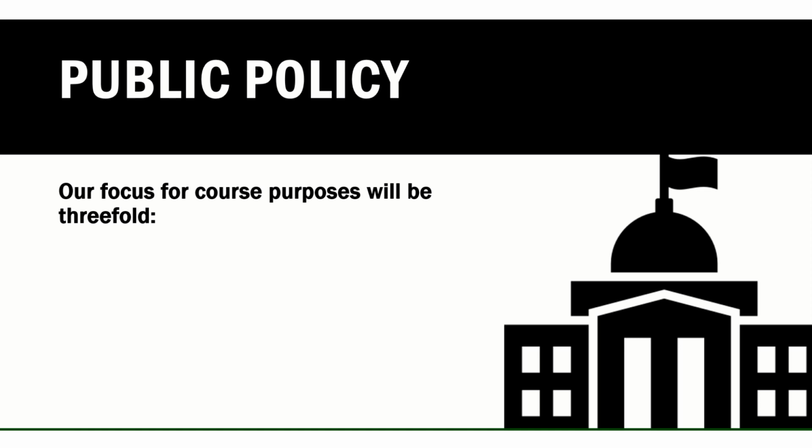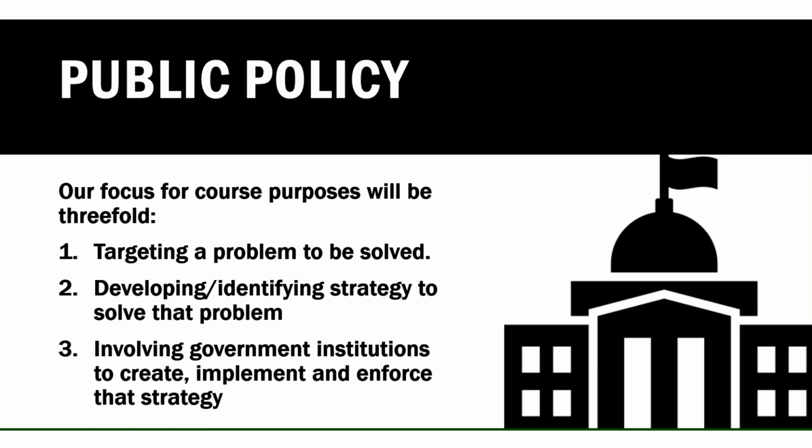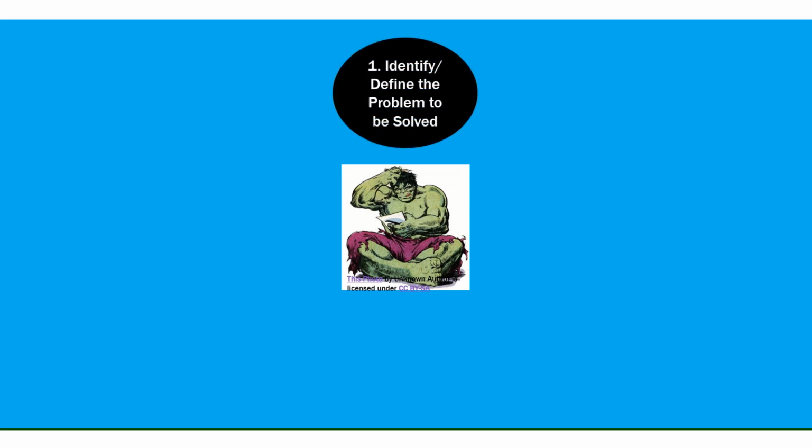So again, another way to look at this, for purposes of our course, public policy, we're going to focus on three things: targeting a problem to be solved, developing or identifying a strategy to solve that problem, and involving government institutions to create, implement, and enforce that strategy. So let's start off with what's classically been referred to as the classic public policy development cycle. So you see Mr. Hulk here, he has a problem and he wants to solve that problem. And so the first thing he has to do then is identify a problem to be solved.